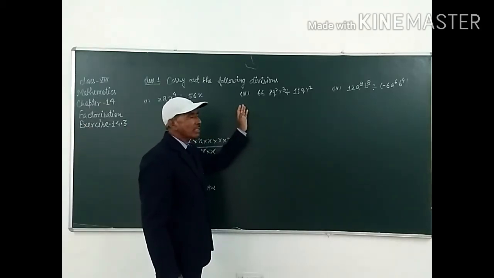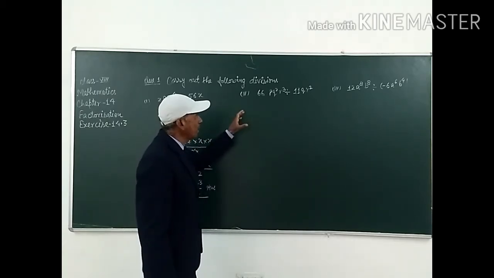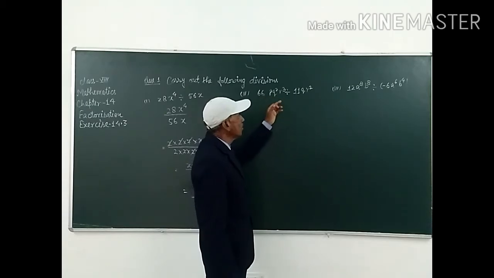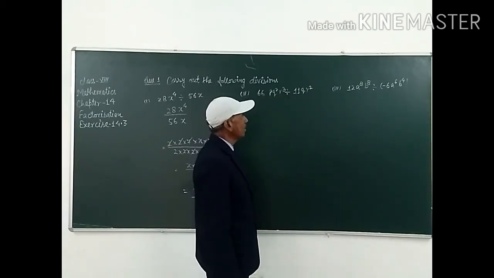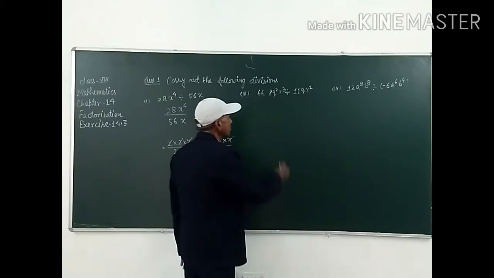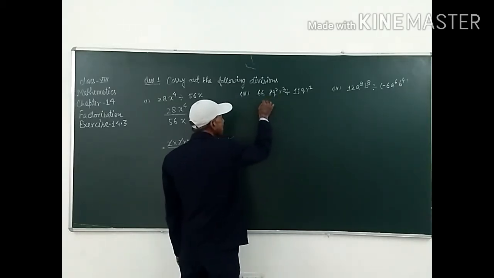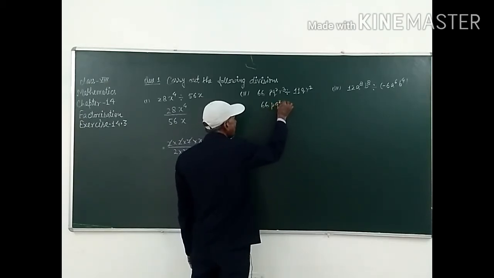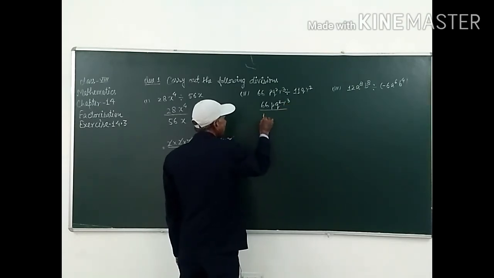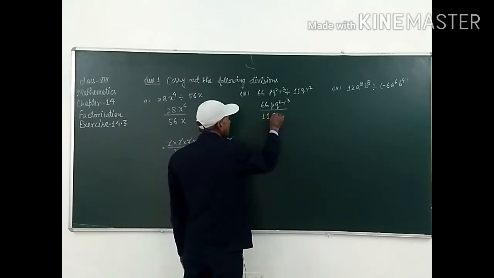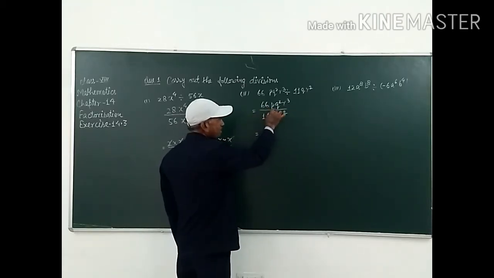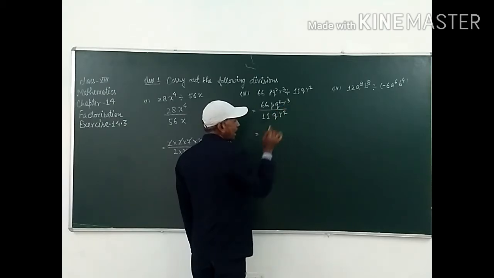This one is the third part of question number first, and we have to divide this 66 p q square r cube divided by 11 q r square. So, first of all, we have to write this 66 p q square r cube, this one divided by 11 q r square. Now, we will find the factors of 66 p q square r cube.